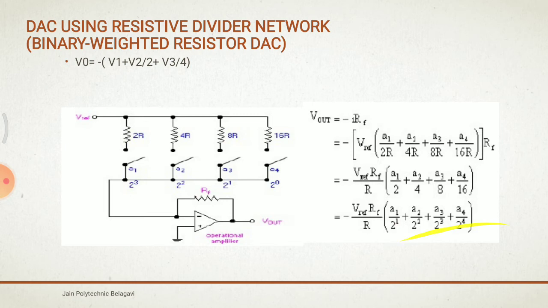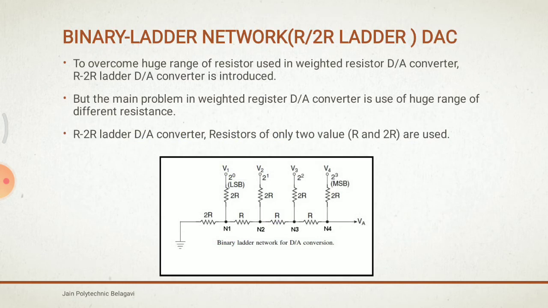Okay, so next, binary ladder network, R to 2R ladder. Okay, that is a DAC, digital to analog converter. To overcome the huge range of resistors used in the weighted resistor DAC, the R to 2R ladder DAC converter is introduced.